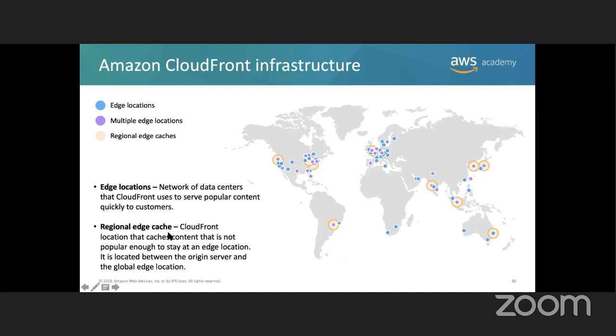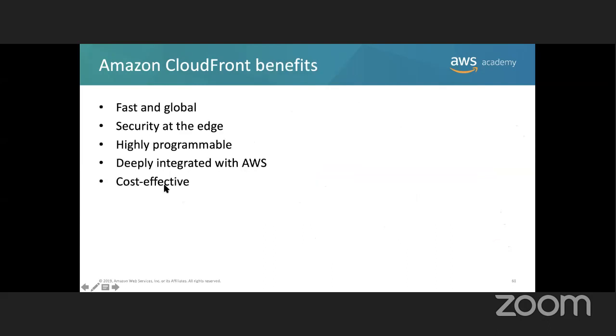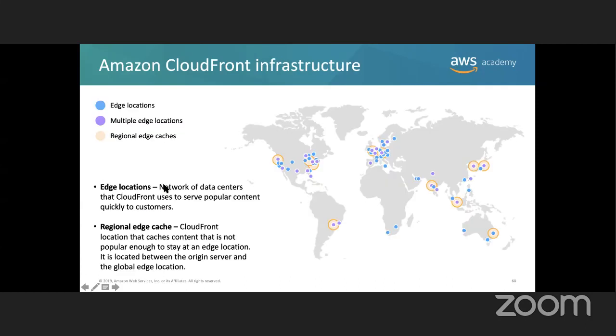The regional edge cache is a CloudFront location that caches the content that is not popular enough to stay at an edge location, okay? It is located between the origin server and the global edge location, okay? So most popular content is right here in the edge location. Less popular content is going to be in regional edge caches. Okay. But you see, it works with two different caching places, right?